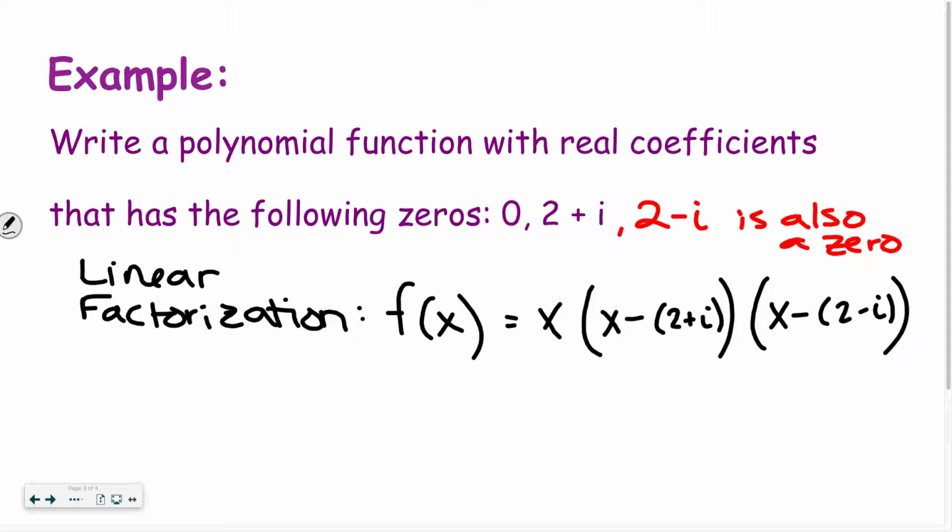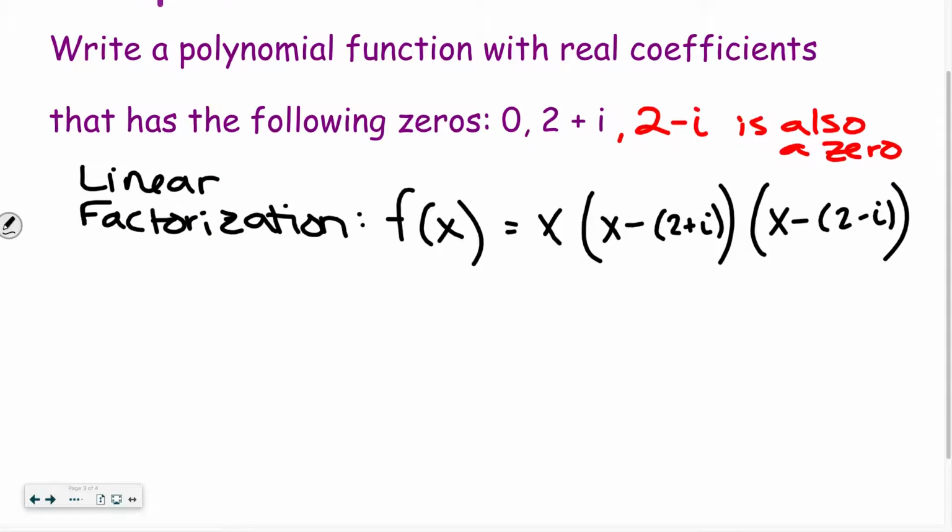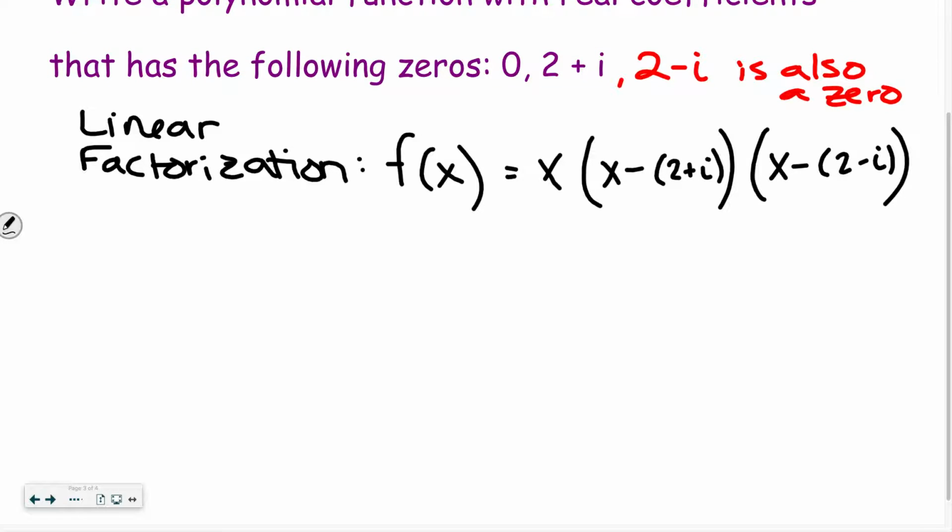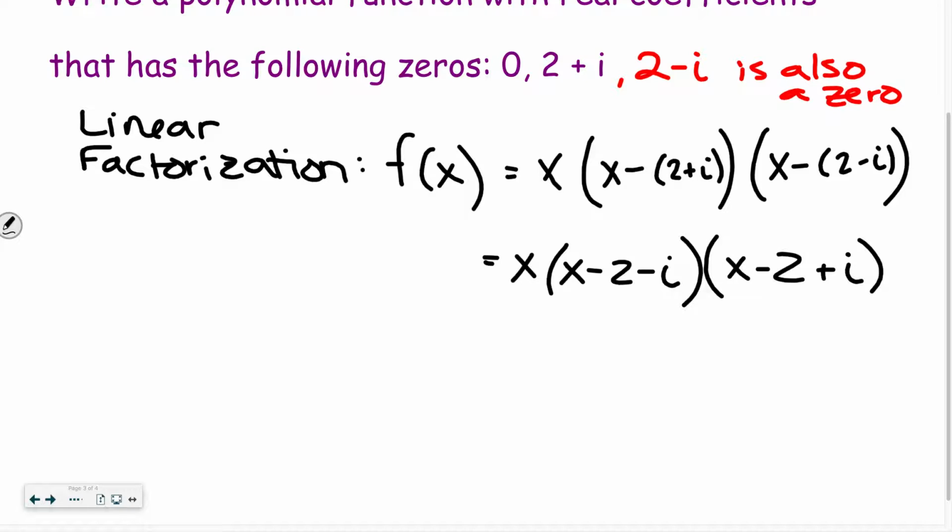Now I want you on your homework to actually work through and get your answers. What I would probably do is distribute this negative to your complex zeros. So it's going to be minus 2 minus i and minus 2 plus i.